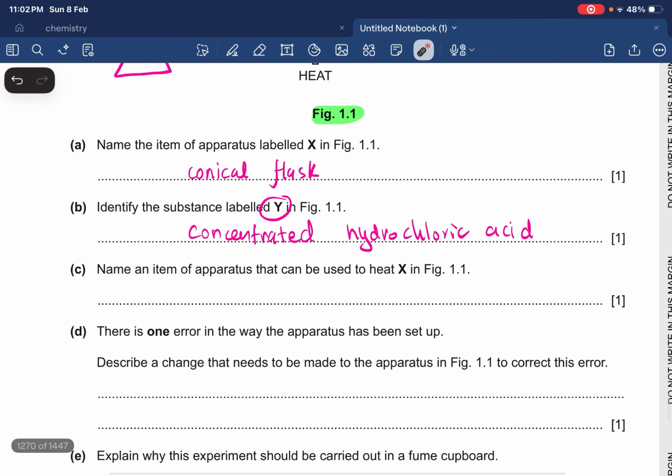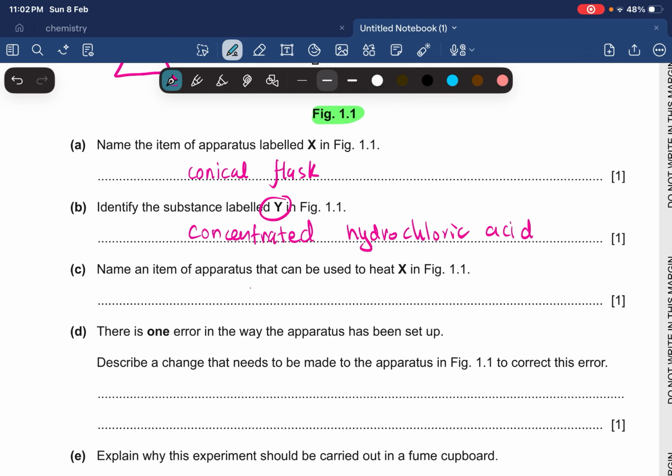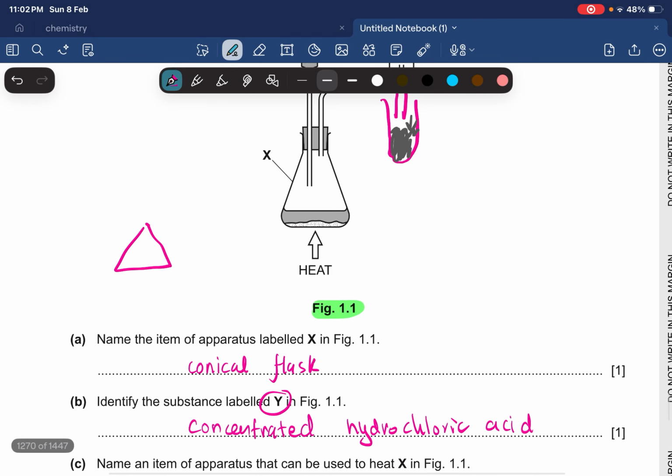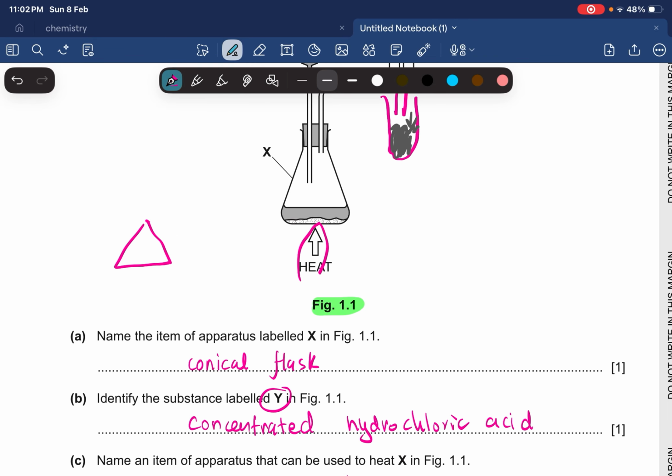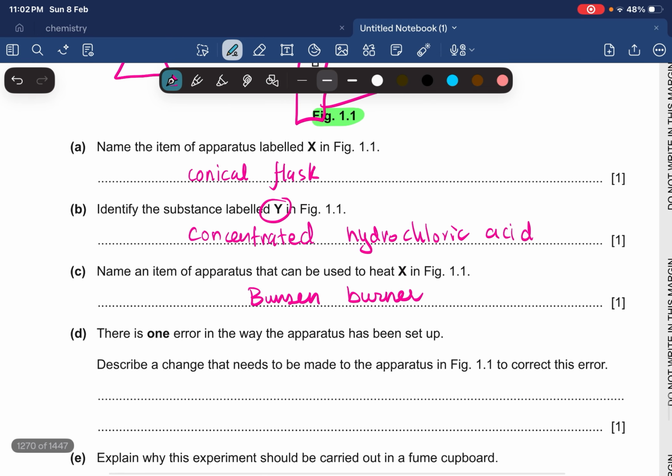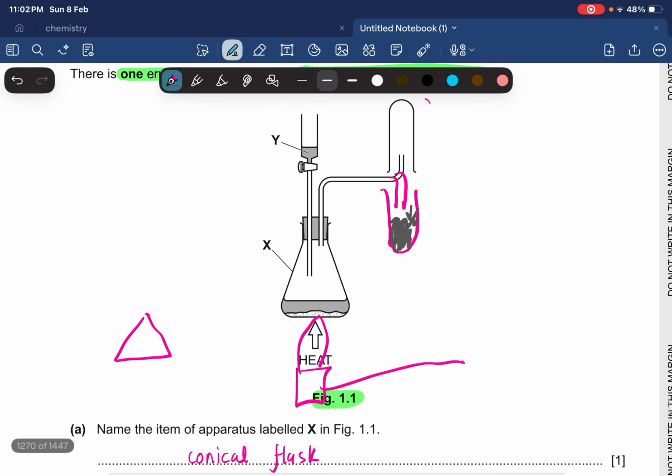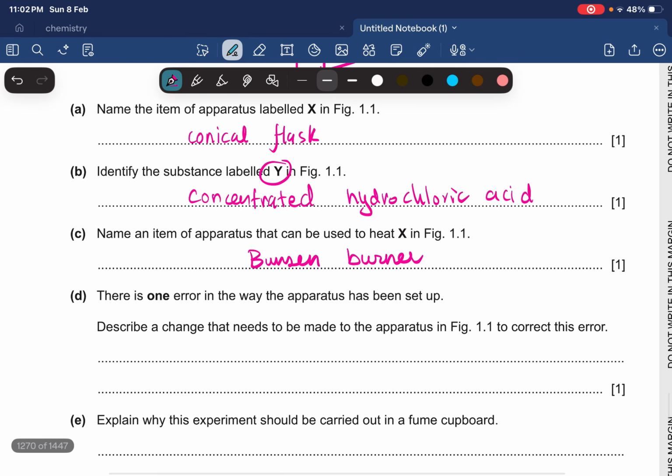Okay, name the item of apparatus that can be used to heat X. Bunsen burner. Anything you have to heat in a chemistry experiment, you have to use a Bunsen burner. And you're going to place the Bunsen burner flame over here. It's going to look something like this, and then whatever. There is one error in the way the apparatus has been set up. Describe a change that needs to be made to the apparatus. I just told you that this test tube needs to be inverted.